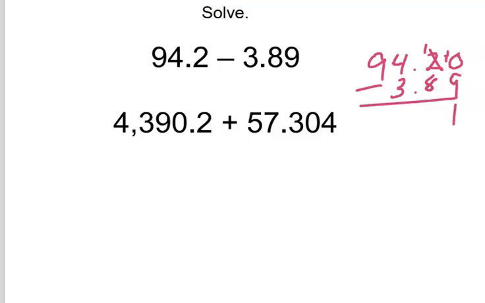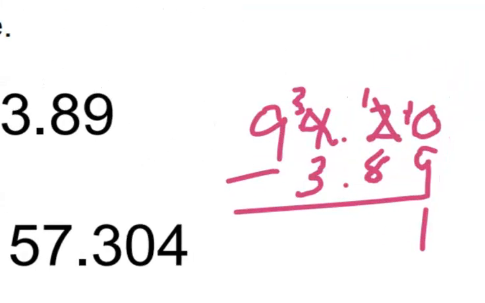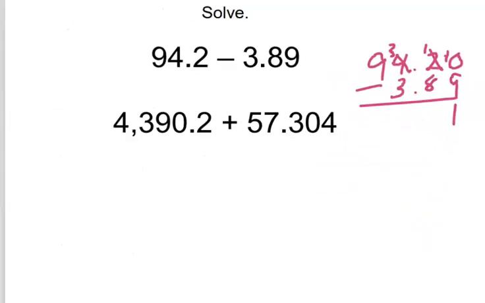We can't take 8 away from 1, so we're going to have to borrow from the 4 and make it a 3. This becomes an 11. Well, I zoomed in. It becomes an 11. So we have 11 minus 8 is 3. 3 minus 3 is 0, and 9 minus nothing is 9. Bring down the decimal. 90.31 is our subtraction problem.